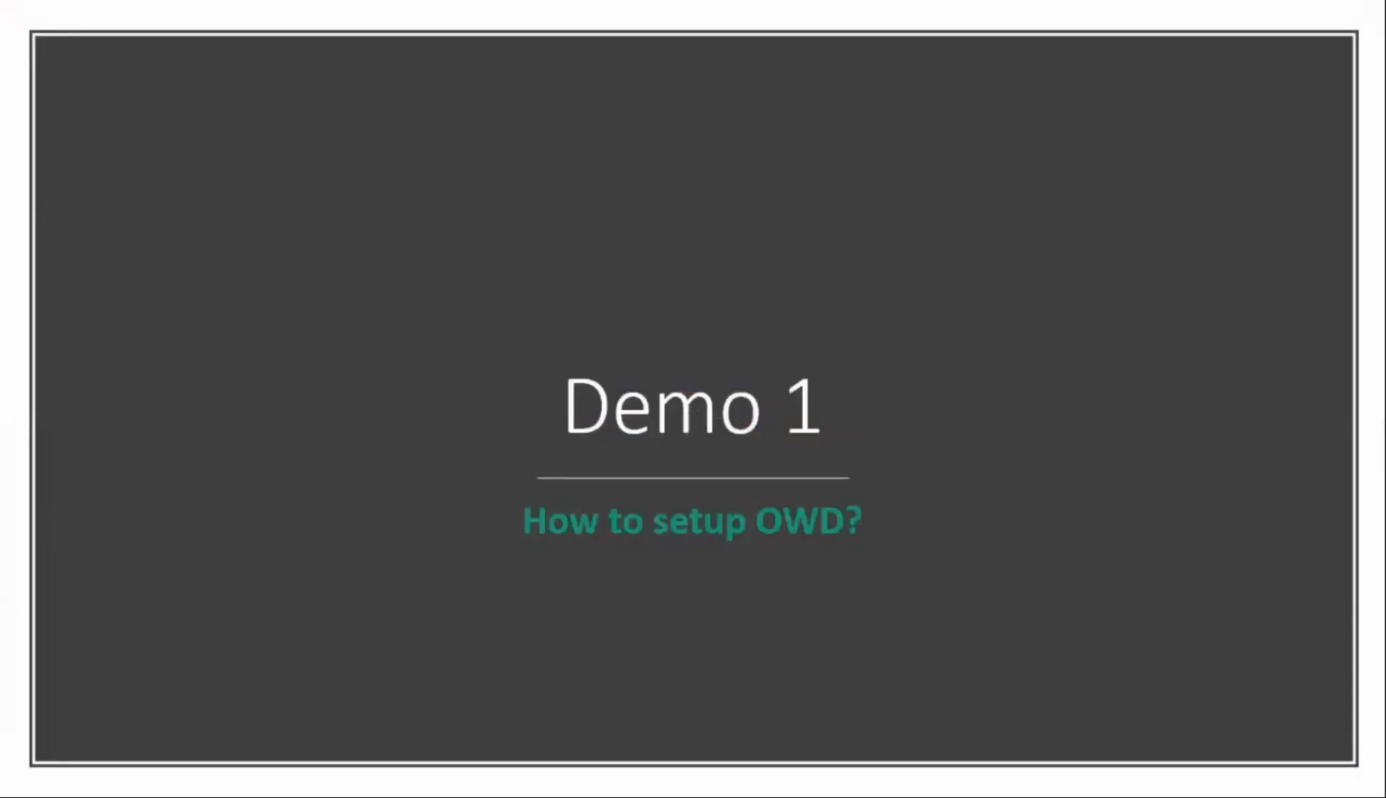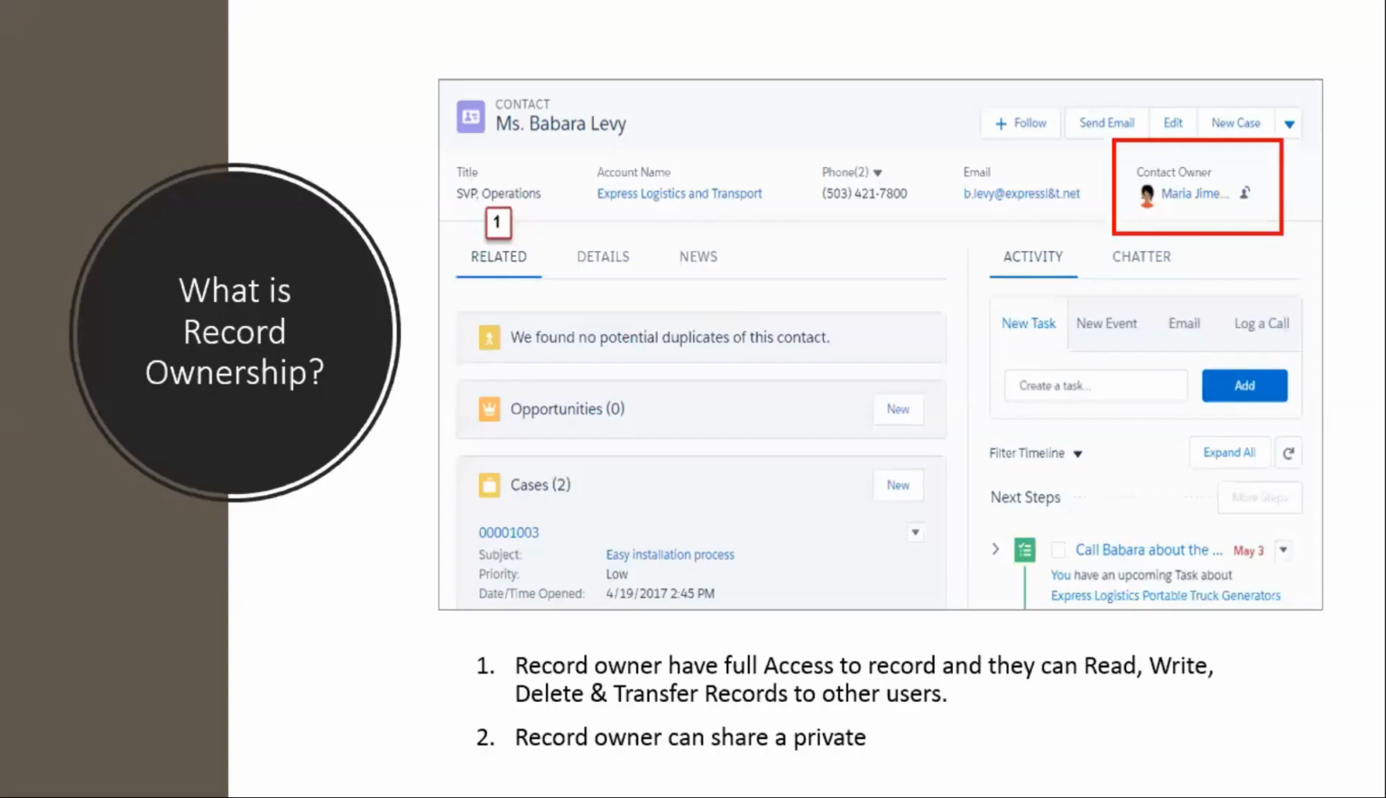So this is how we set up org-wide default. You can set it up as private, public read only, or public read write. Based on what type of setting you have provided, the user is able to perform the actions. So what is record ownership? Record ownership is nothing but the user who owns the record. That user has full access to that record. He can read, write, delete, or transfer the ownership. The record is owned either by a user or by a group of users, that is a queue.